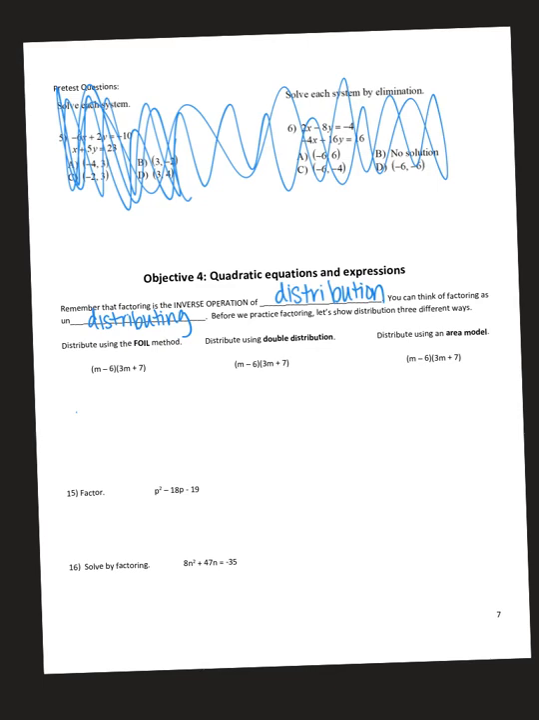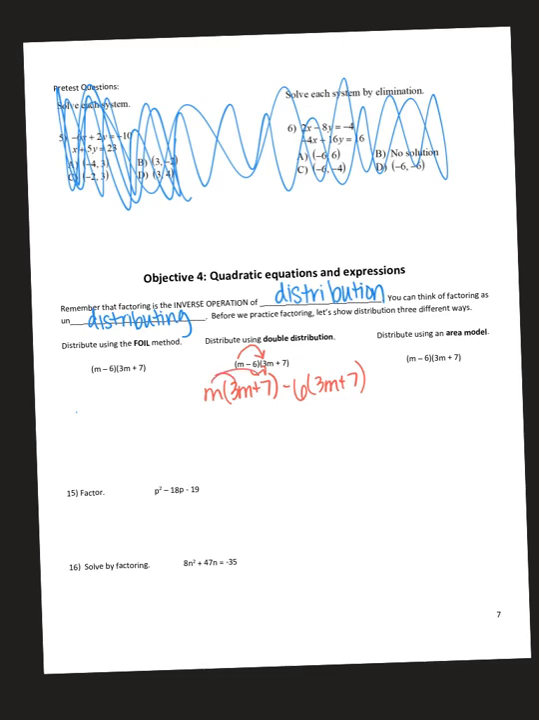All right, so for double distribution, what it really means is that we're distributing m to this binomial 3m plus 7. And then we're also distributing negative 6 to that binomial. So we can write it like this. So that's double distribution form.